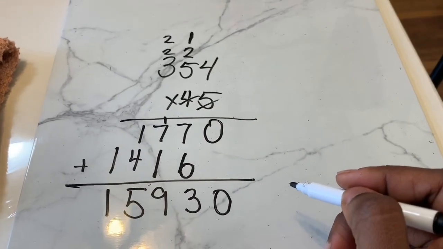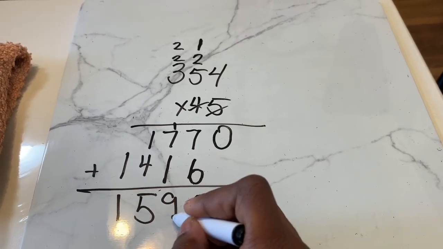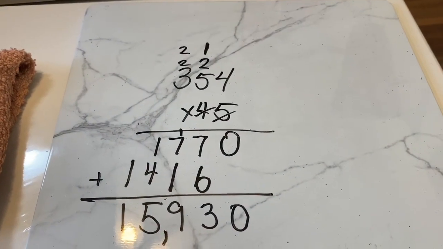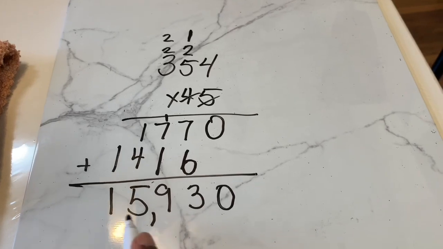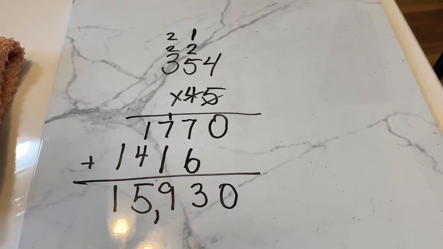Now in my class, in order to remember where we put our commas, we say 1, 2, 3, put a comma behind me. Our answer to 354 times 45 is 15,930. We're going to move on. I'm going to show you about 5 more equations that I would like you to work out using that same algorithm strategy on your own.